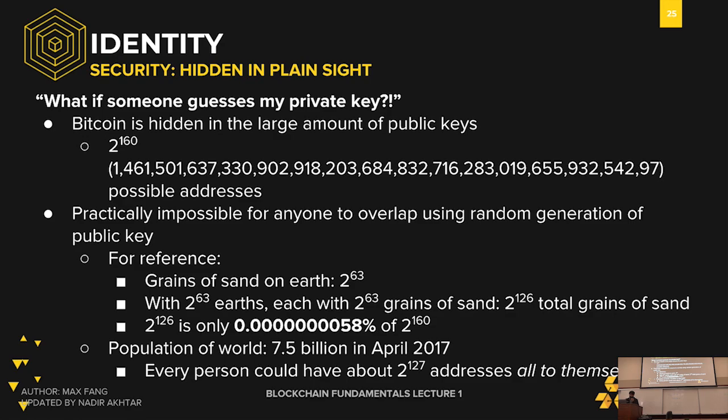You could take these addresses and give them to the entirety of the world, right? You could give them to the entire population, which is about 7.5 billion. Every person has 2^127 addresses all to themselves. They have that huge series of Earths, all that sand, all to themselves, without any overlap. The chance of two people picking the same grains of sand out of that entire mess is so unlikely that there's so many things that are more likely to happen before that. It's almost incapable of fathoming two people having the same address.